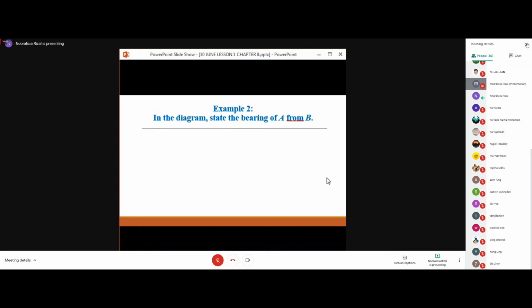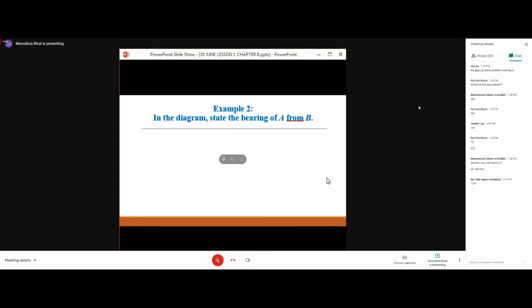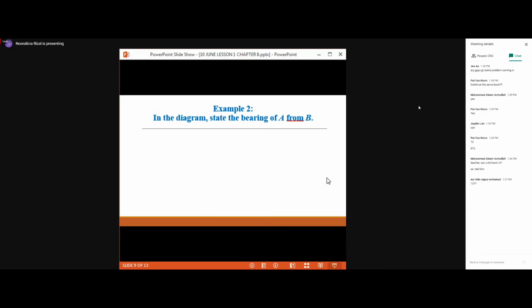Okay, this is now example 2 because you can see my question here is now asking you to state the bearing of A from B. Okay, so this is your question here. Now you also look, your north line is not always straight. Your compass can move, so your north line does not have to be in the center there. It can be a little bit senget, like the example here. All right, it's still north, okay? So the concept is still the same.